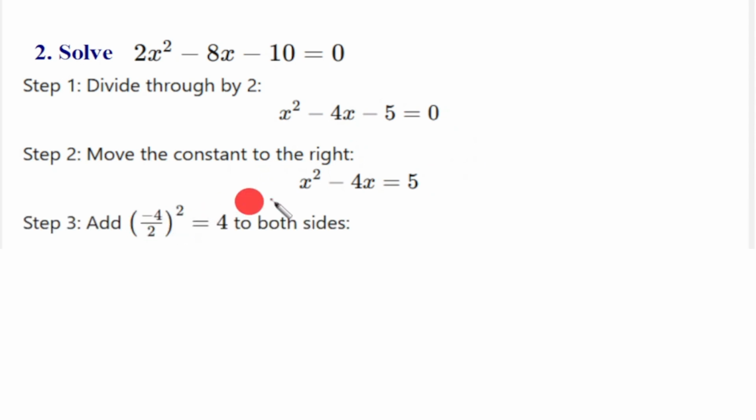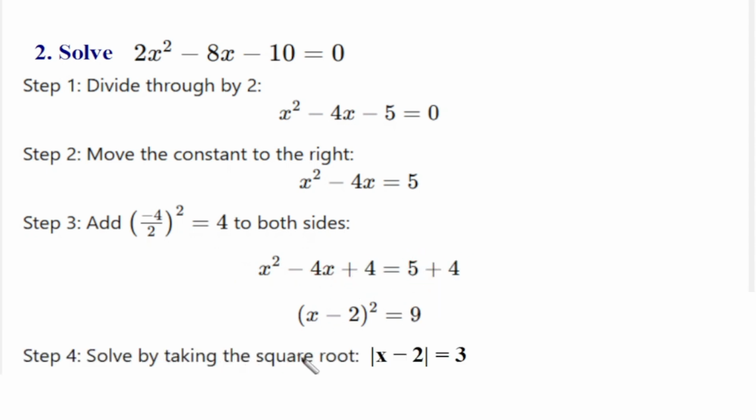Step 3. Add half of the coefficient of x. The coefficient of x is minus 4. Half of minus 4 is minus 2. When we square, we get 4. Then add 4 on both sides and change this quadratic into a perfect square. So when we change into a perfect square, (x minus 2) squared, check it, (x minus 2) squared gives x squared minus 4x plus 4, and 5 plus 4 is 9.